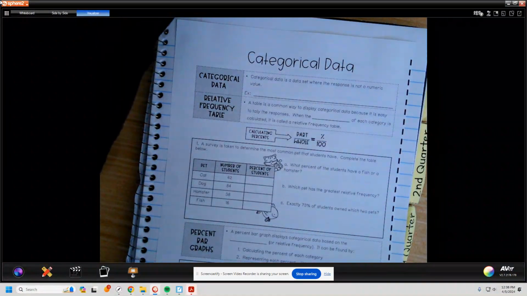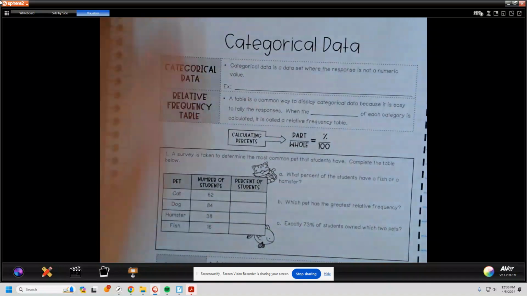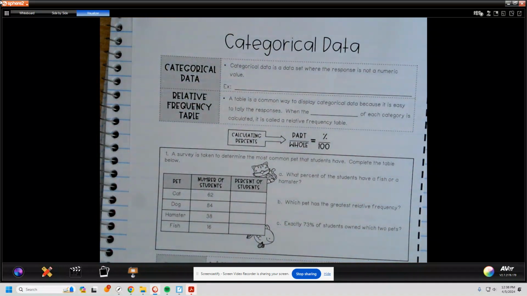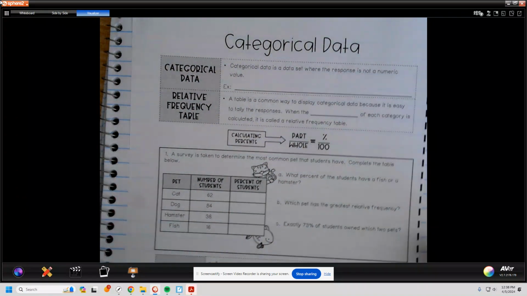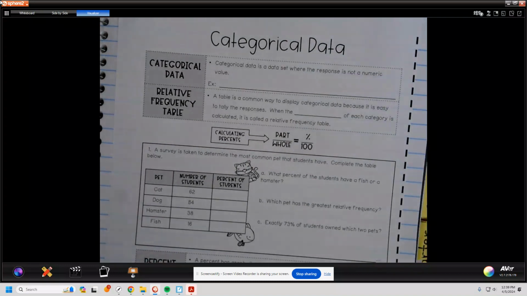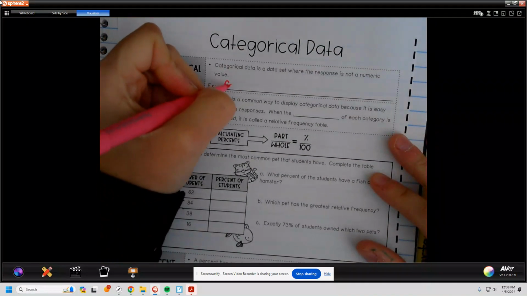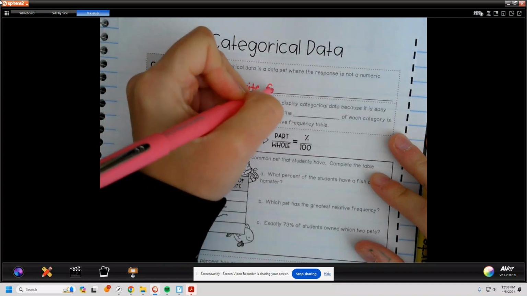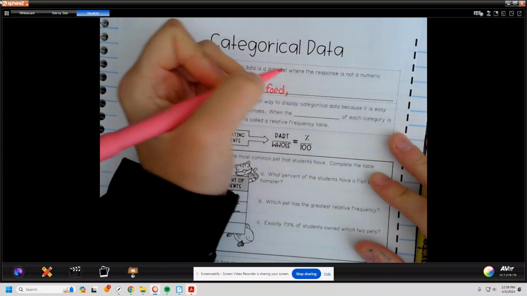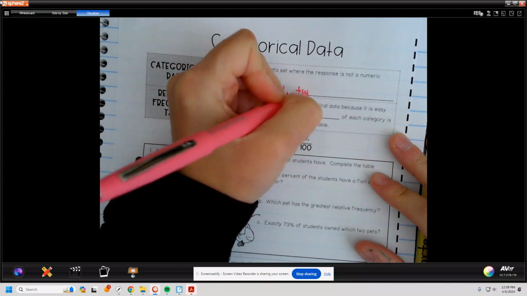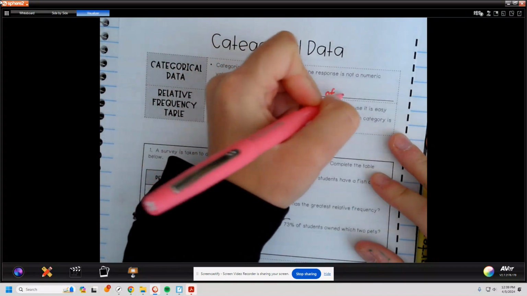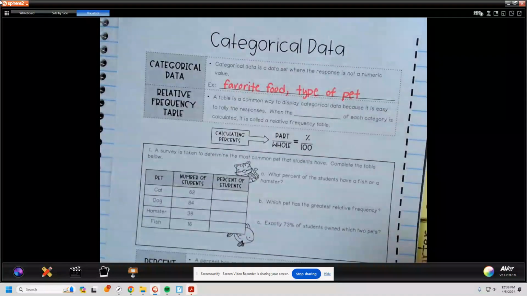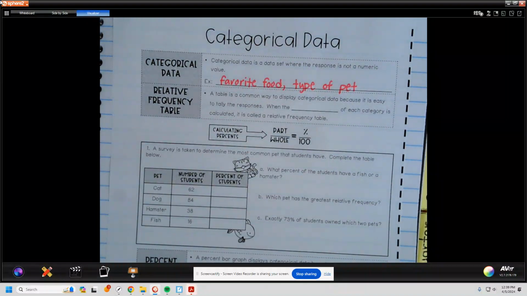So categorical data is a data set where the response is not a numeric value. For example, favorite food or what type of pet do you have? If you asked somebody those questions, they would give you a category, not a number.